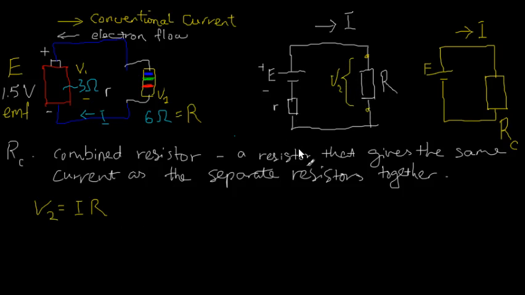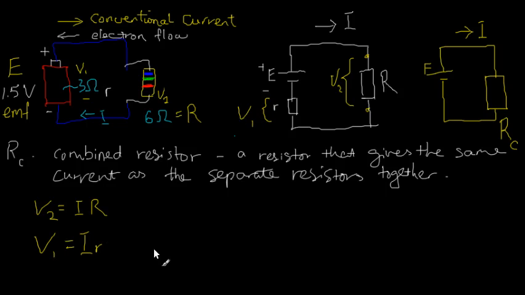And for the small internal resistor, Ohm's law would be V equals IR. In this case, V is the potential difference across little r, which I have called V1.